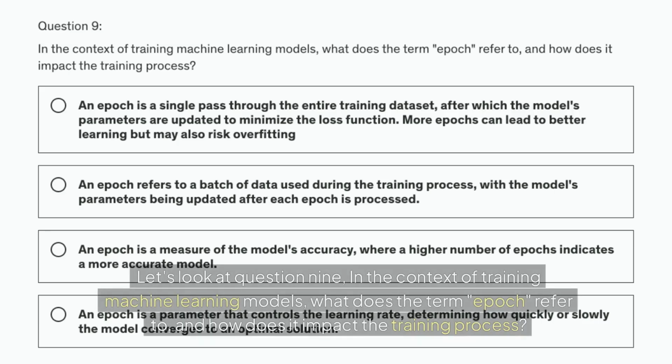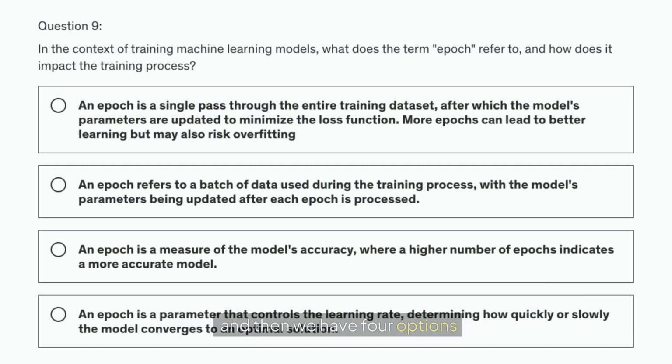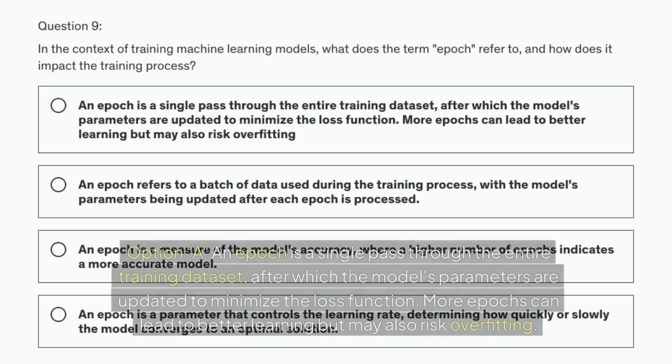Let's look at question 9. In the context of training machine learning models, what does the term epoch refer to, and how does it impact the training process? And then we have 4 options. Option A, an epoch is a single pass through the entire training dataset, after which the model's parameters are updated to minimize the loss function. More epochs can lead to better learning, but may also risk overfitting.